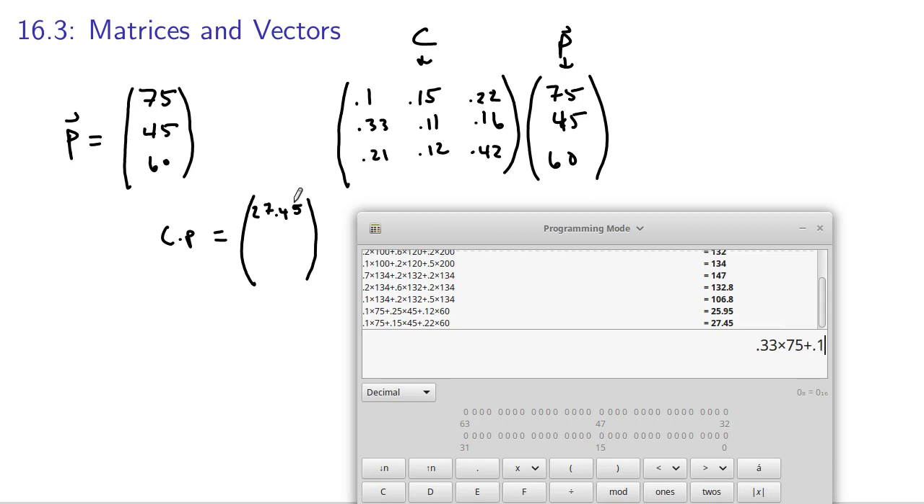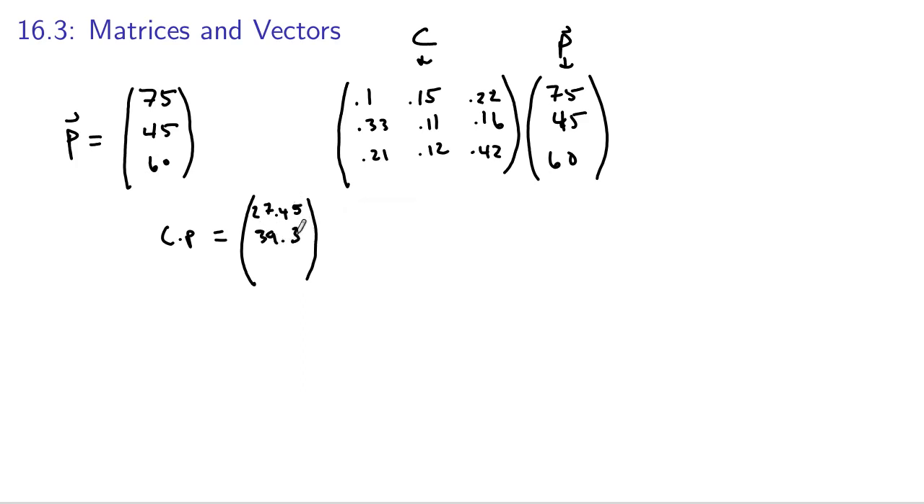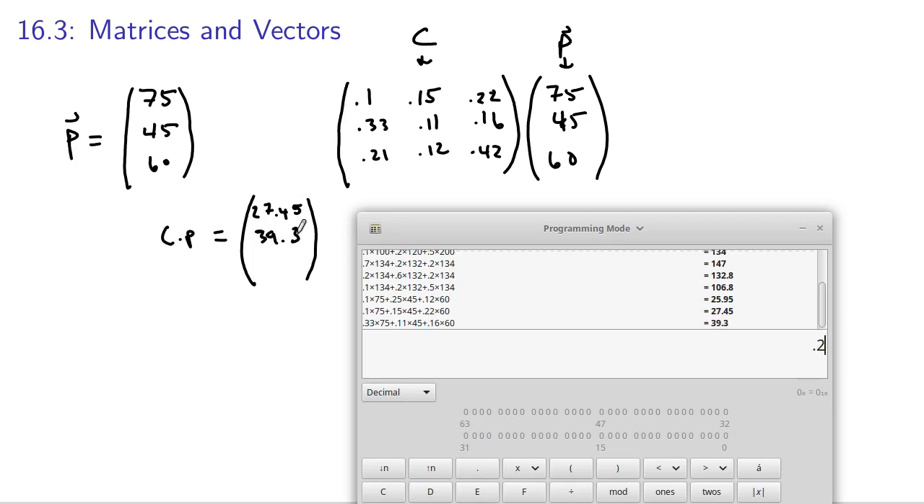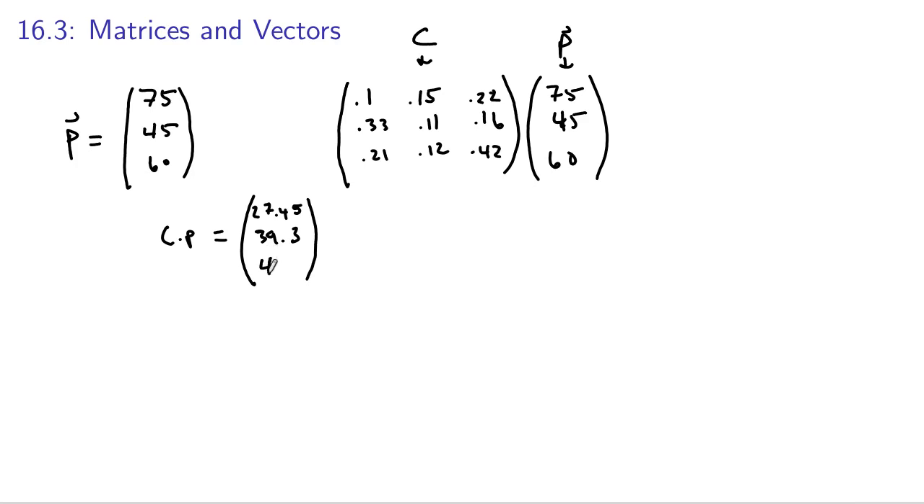Now, 0.33 times 75 plus 0.11 times 45 plus 0.16 times 60 is 39.3. And 0.21 times 75 plus 0.12 times 45 plus 0.42 times 60. The last row is 46.35. So this tells us the first industry, which might have been agriculture, produced 75, but 27.45 of the billion went towards consumption by the three sectors, which includes agriculture. So some amount of the agricultural production goes back into itself.